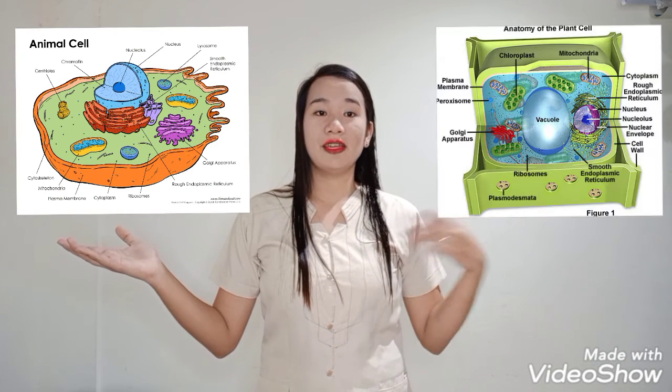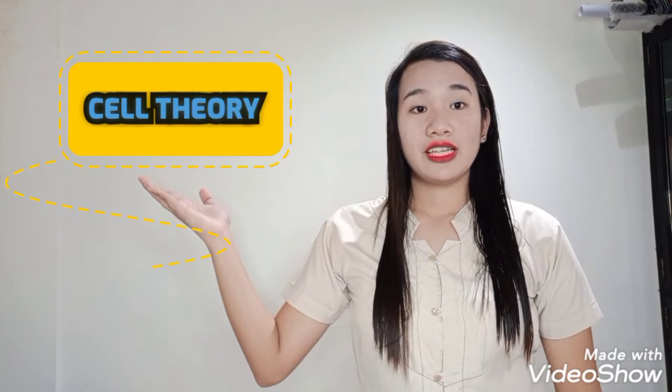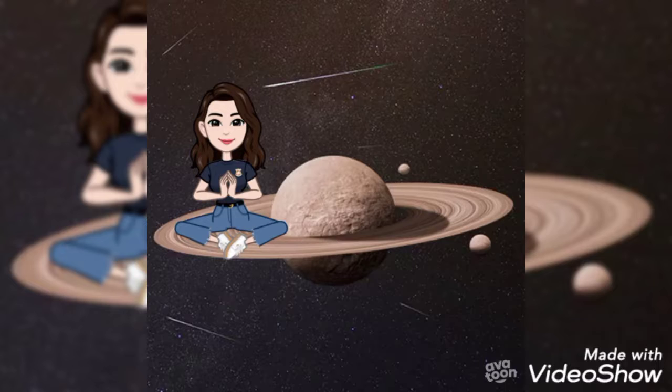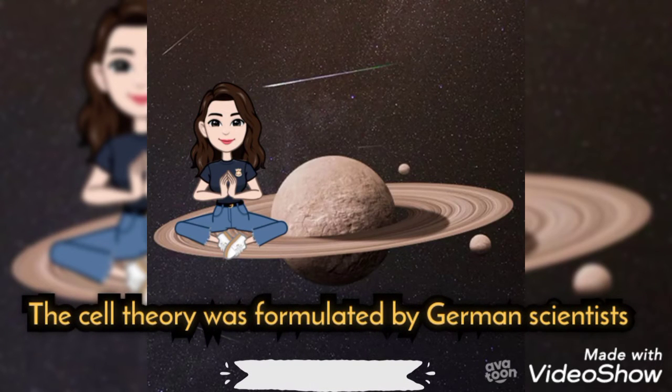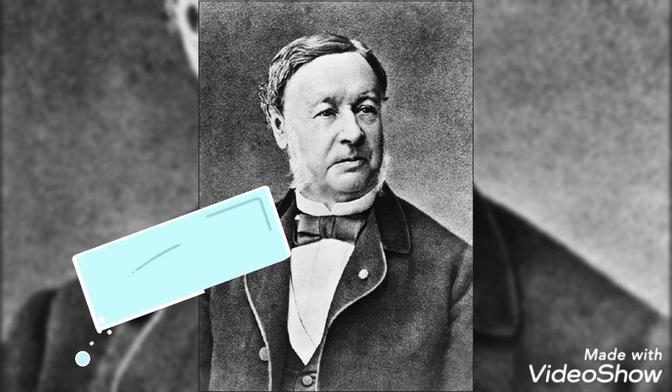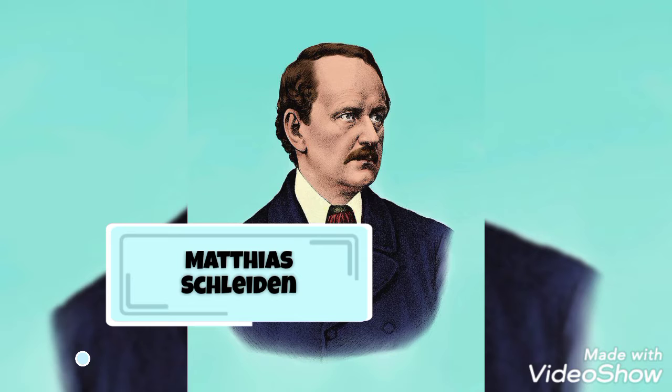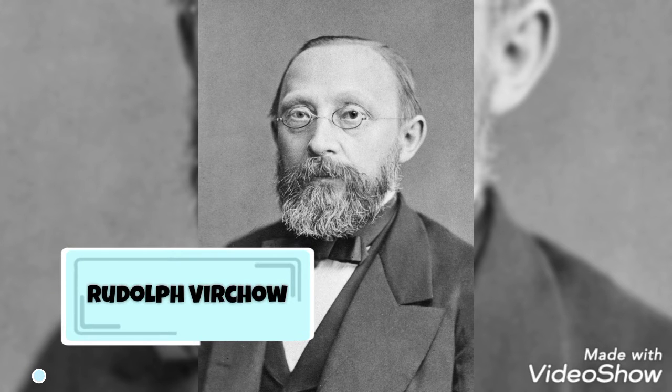And for that, we will discuss the animal cell and the plant cell. Let's start our discussion. According to the cell theory, cells are the basic unit of life, and cells arise from pre-existing cells. The cell theory was formulated by German scientists Theodor Schwann, Matthias Schleiden, and Rudolf Virchow.